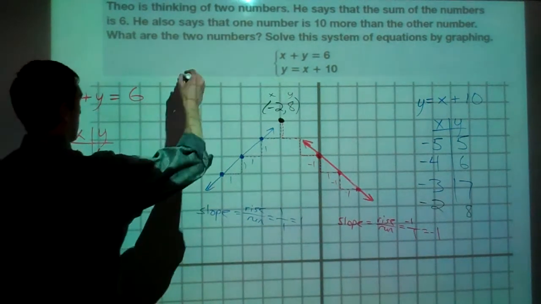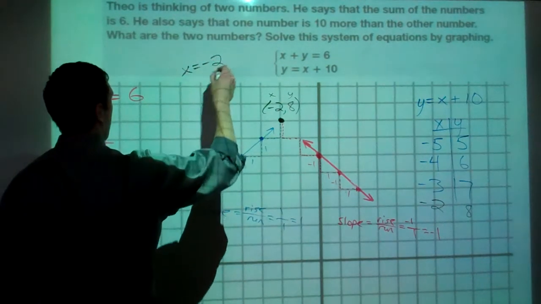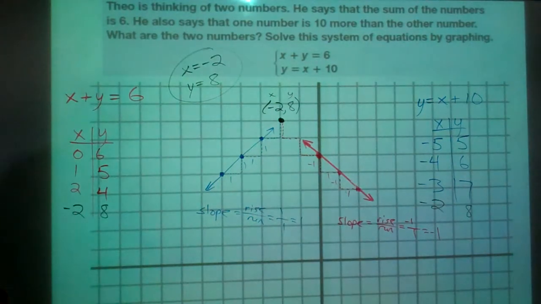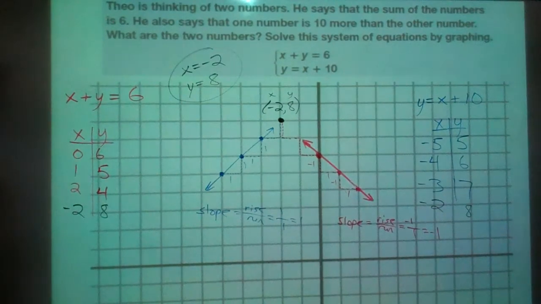That means x equals -2, y equals 8, and that would be our two numbers. Works for both equations. It's where the graphs intersect, and that's how we can solve for a system of equations.